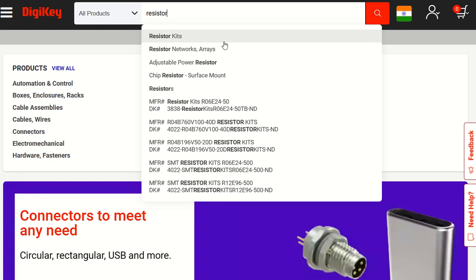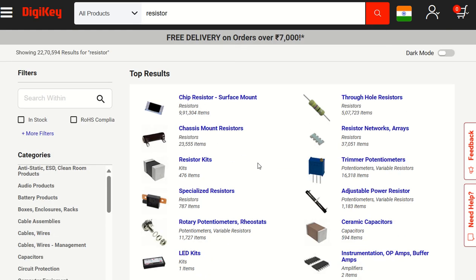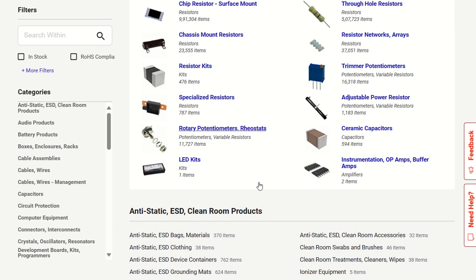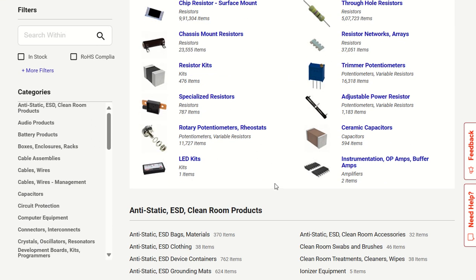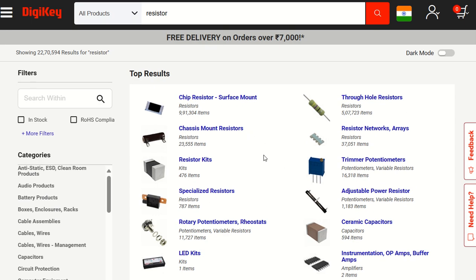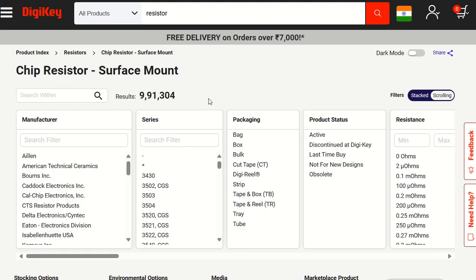Once you type resistor, it will give you a lot of resistor options, whether it is through hole, chip resistors, or chassis mount resistors; so many varieties are there. That's the understanding you should have. Even though I am giving you an example of only one type, chip resistors, you can have other types as well. We have trimmers, everything is there. So let us go ahead with chip resistors. Once we select chip resistors, our aim is first to understand the value.